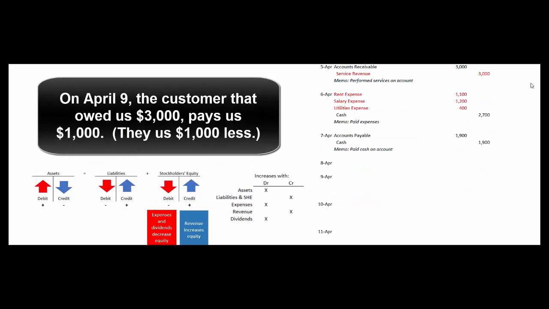On the next transaction, the customer from April 5th pays us the $1,000. So our cash is going to go up by $1,000. We're going to debit cash for $1,000, and this accounts receivable is going to decrease. Assets increase with debits and decrease with credits. It's going to decrease by that same $1,000. There's the date, there's the accounts, and there's our little memo to ourselves.